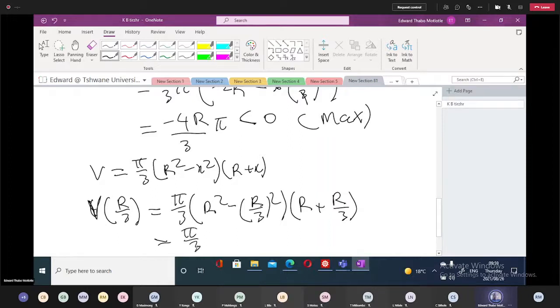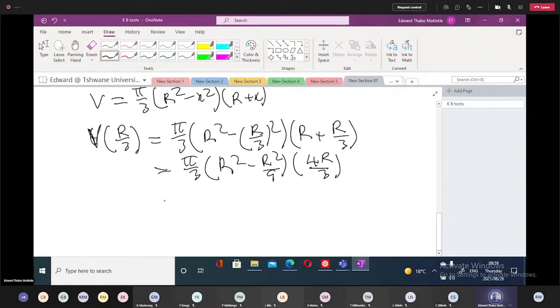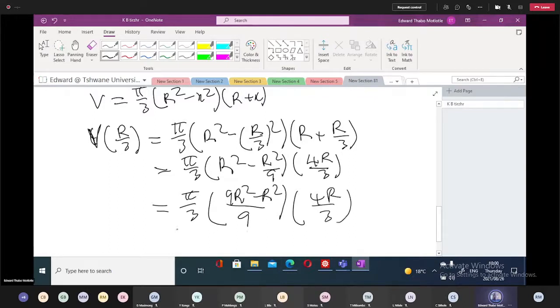So it's pi over 3. This is r squared minus r squared over 9, and here I have 4r over 3. Let me simplify this bracket here. So it's pi over 3. Here I'm using the lowest common denominator, which is 9. So this will be 9r squared minus r squared, multiplied by 4r over 3. So this is pi over 3, and subtracting, this is 8r squared over 9 multiplied by 4r over 3.